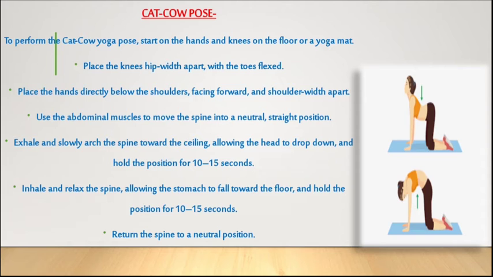You can see in this picture how to do it. First you bend your back toward the floor side, then you bend your spine to the upward side. This is the position for how to do the cat cow pose exercise. Okay class, so let's move to the next page.